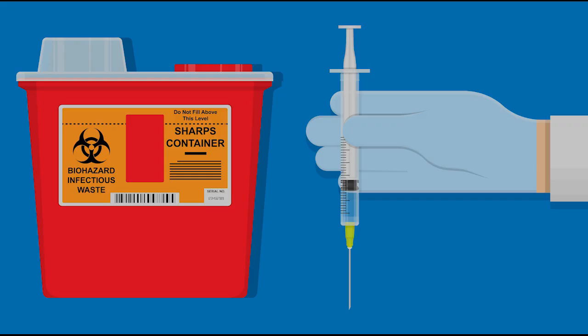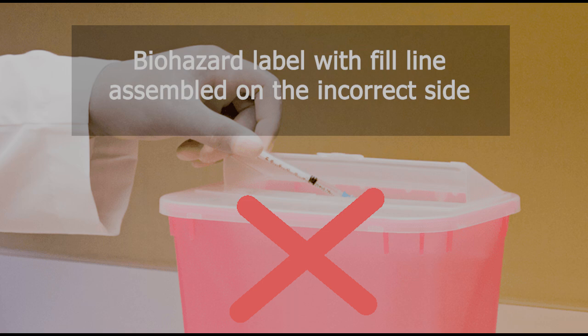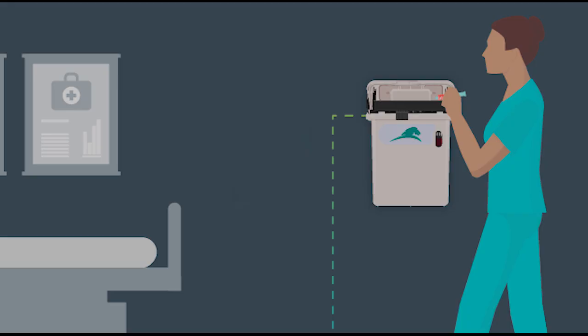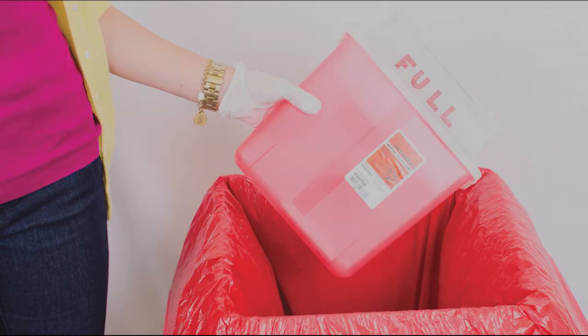Sharps should be placed immediately into a puncture-resistant, leak-proof container. Make sure the lid is securely fastened and the opening and the biohazard label and fill line are clearly visible and oriented in the same direction. If they're wall-mounted, make sure they're at a comfortable height for everyone that has to use them. Pay attention to the fill line. When sharps reach this line, the container must be sealed and disposed of according to your state's regulations.